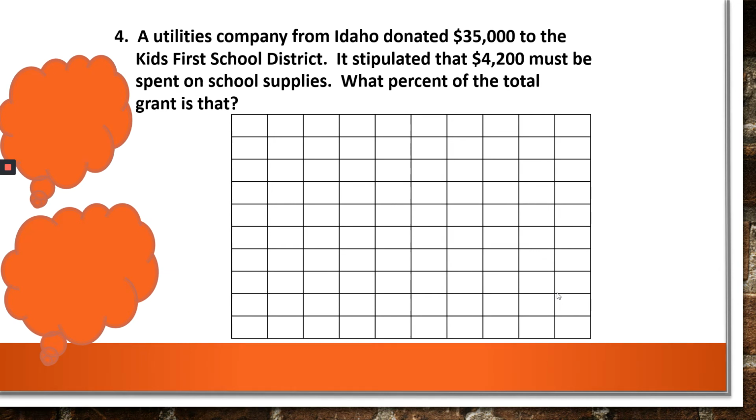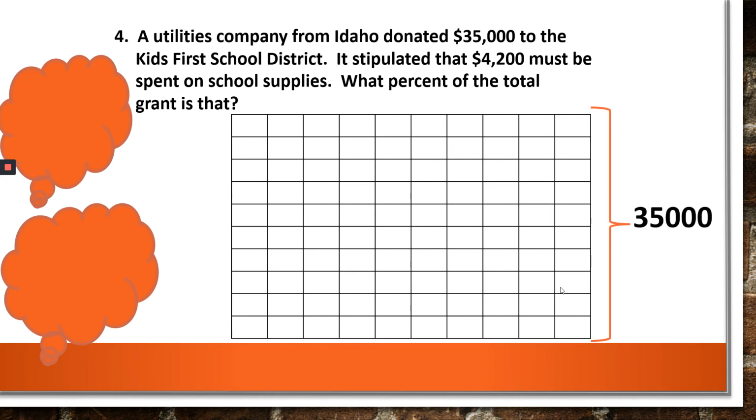A utilities company from Idaho donated $35,000 to the Kids First School District. It's stipulated that $4,200 must be spent on school supplies. What percent of the total grant is that? Well, if you notice, I put a couple of think clouds here because we're going to work it a couple of ways. What's our whole?